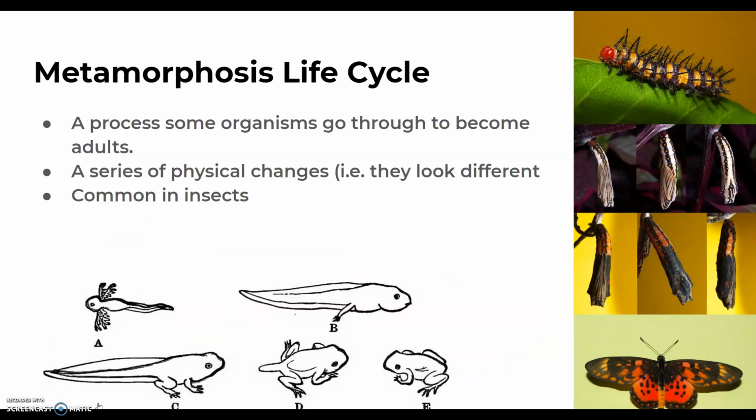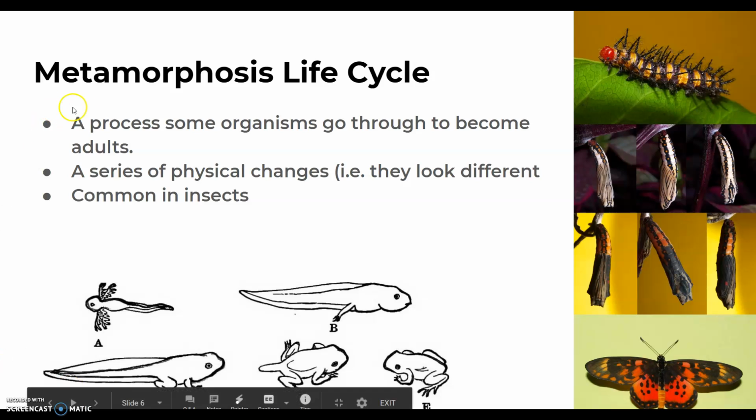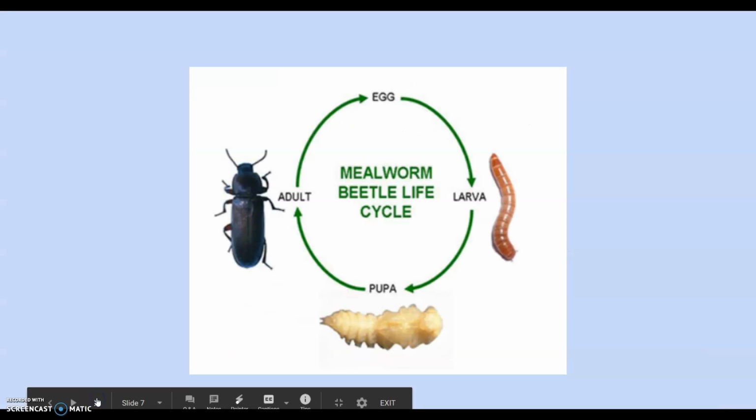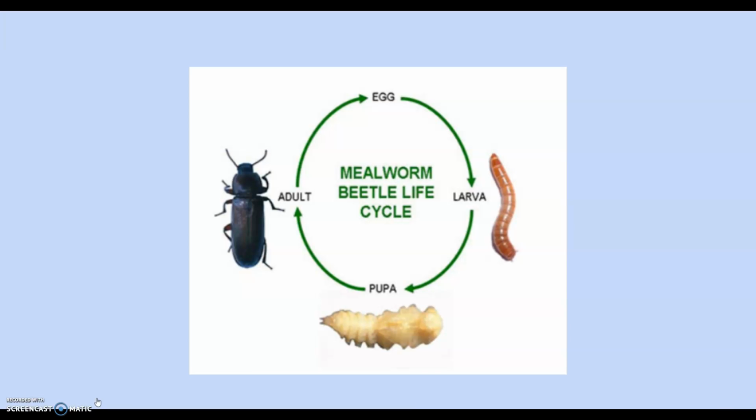Conversely, other animals have a much more complex life cycle, wherein they will undergo a process called metamorphosis. Animals that undergo metamorphosis will look very different in their infant phase as opposed to their adult phase. A good example of an animal that undergoes metamorphosis is the mealworm.